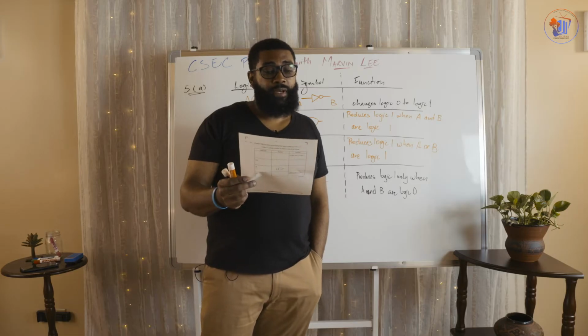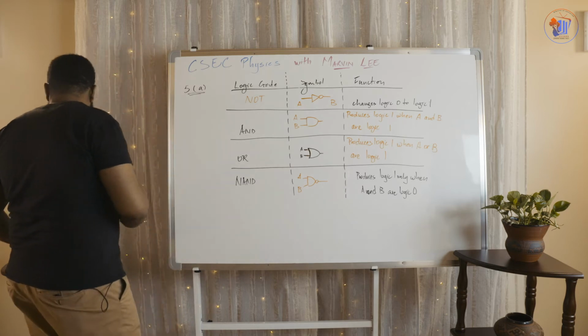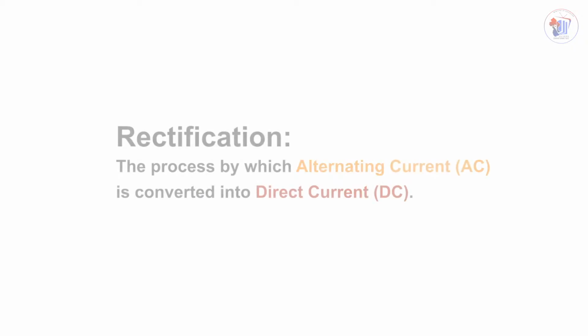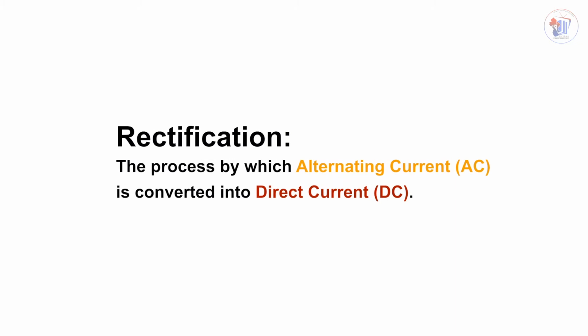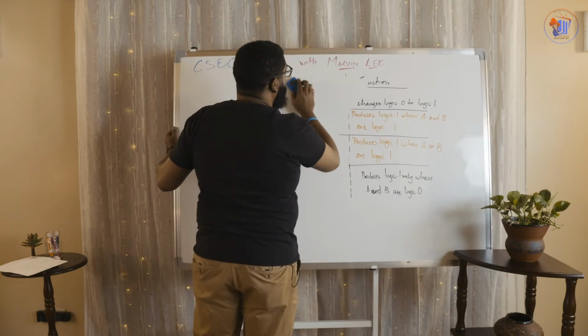So, half-wave rectification. Now, while I clean the board, let me tell you what rectification is. Rectification is the process by which AC is converted into DC. For now I'll just clean it like this, and clean it properly a bit later.